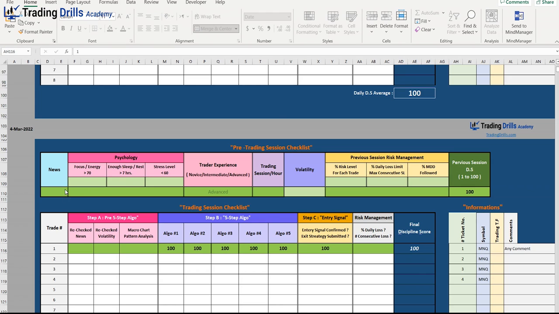So I know the news is past, but geopolitical news still had high volatility on the higher time frame, so I had to check it again during the time frame and see if it's okay. Then news volatility was okay, and the rest was also checked. No loss yesterday, money management okay, and discipline score 100. So when I came at this time to check news volatility and pattern, that's what I see.